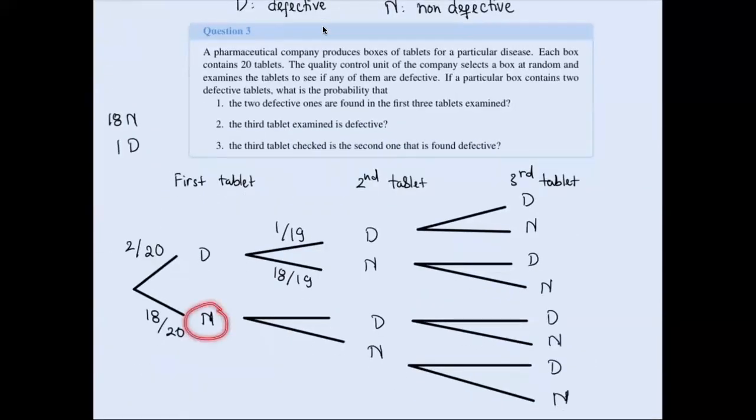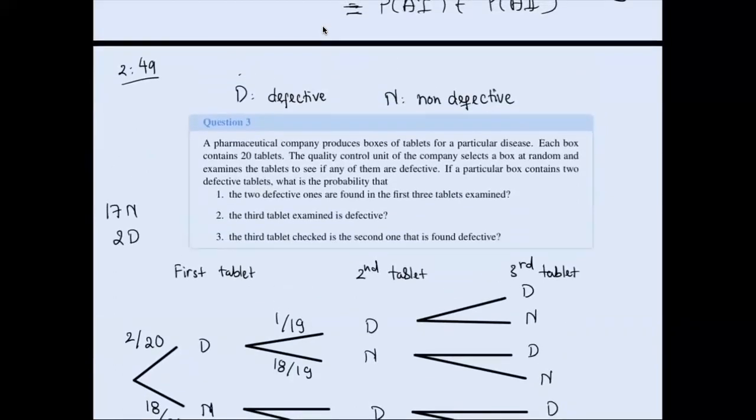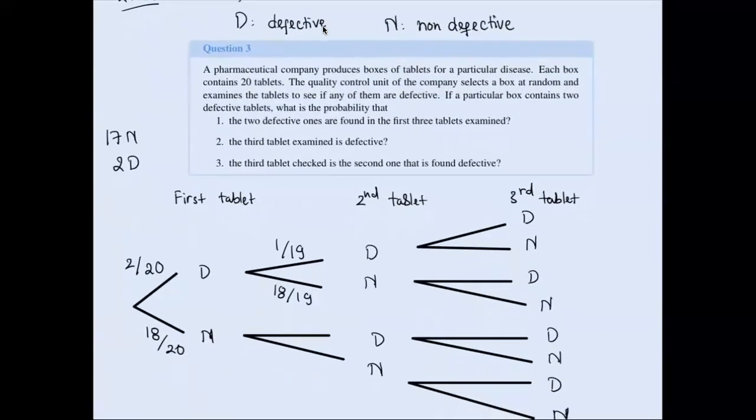Similarly, I will fill in this branch. If my first tablet is non-defective, then I still have 2 defectives. But I only have 17 non-defective left because I already took 1 non-defective out. Then in the second tablet that I examine, the chance that it is defective is 2 divided by 17 plus 2, which is 19. And non-defective is 17/19.